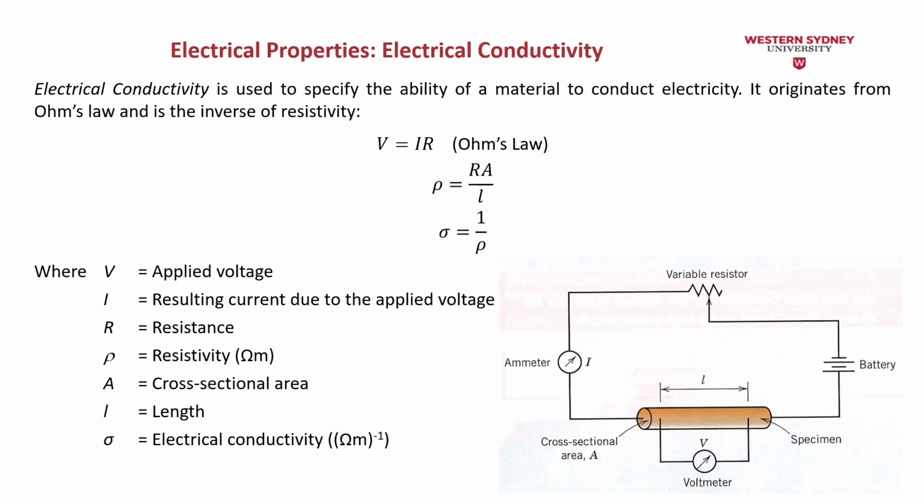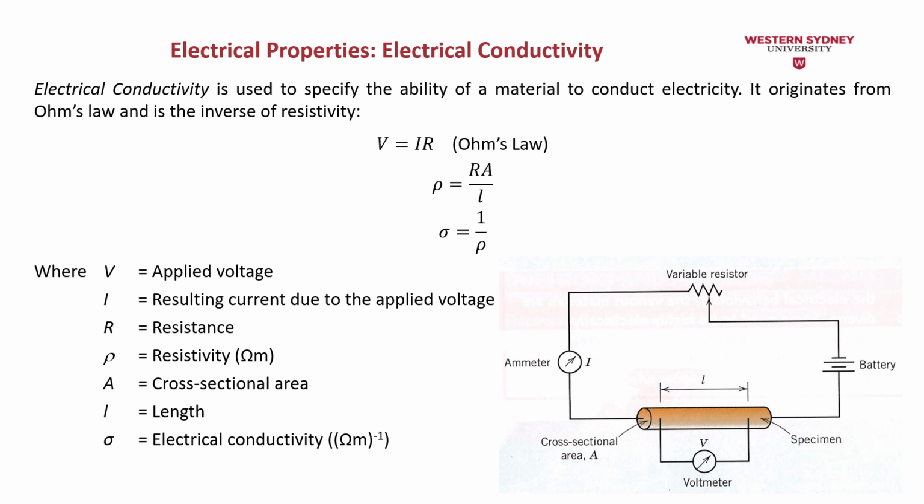So the other property is going to be the electrical properties, which mainly is the electrical conductivity. As the material can conduct the heat, it can also conduct the electricity. So electrical conductivity is used to specify the ability of the material to conduct electricity. It originates from Ohm's law and is the inverse of resistivity. So the applied voltage, according to Ohm's law, is equal to the resulting current due to the applied voltage multiplied by the resistance.